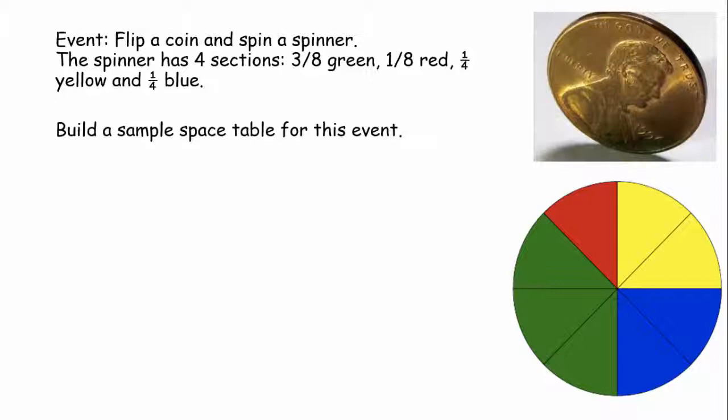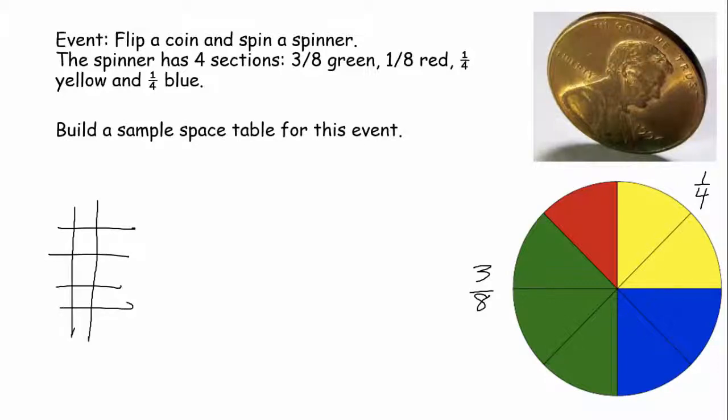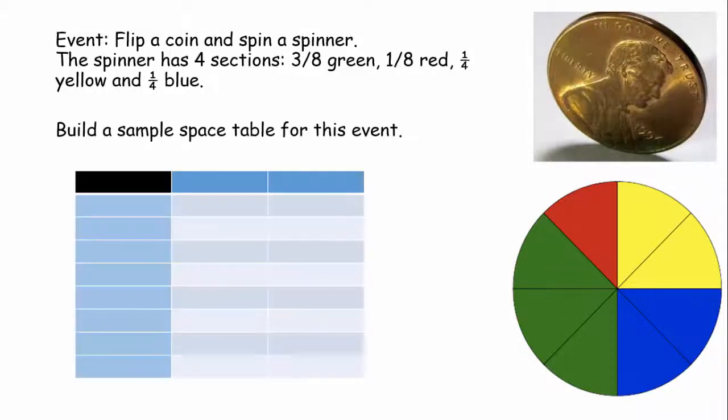But when you've got this going on, where we've got 3/8 for one section and 1/4 for another section, we can't just make a table with 4 equal areas for the spinner and heads or tails for the coin. This part does not work, so we can't do the table like that.